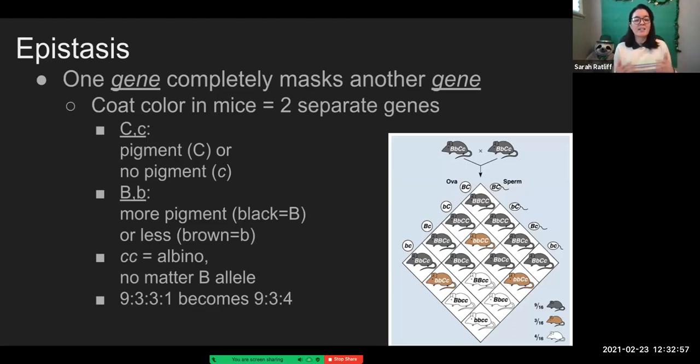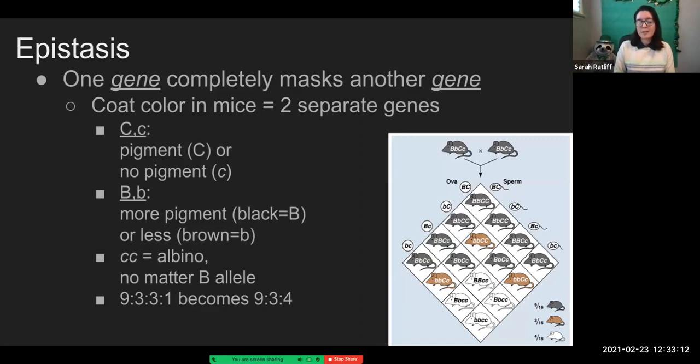Brown mice have less pigment. Well, it's a lighter color than black. It won't have as much of that pigment in its fur. And so that is recessive. In order to have a brown mouse, we need to have a homozygous recessive genotype for that B factor.